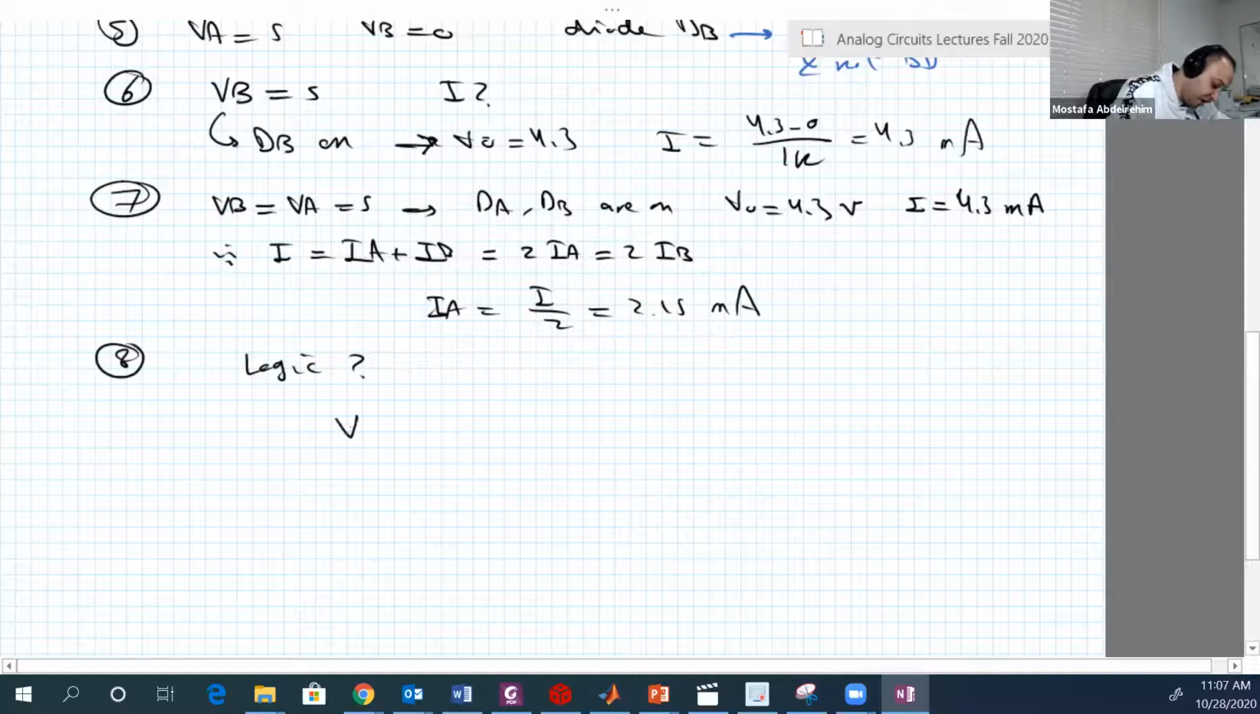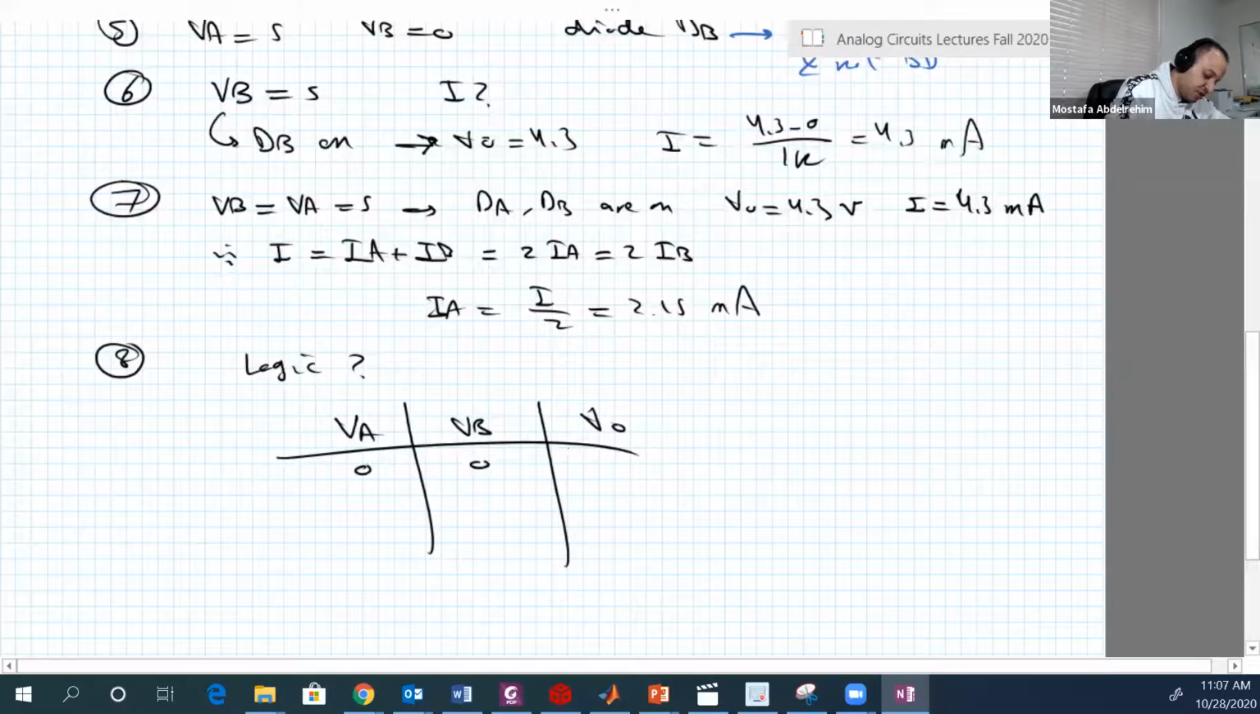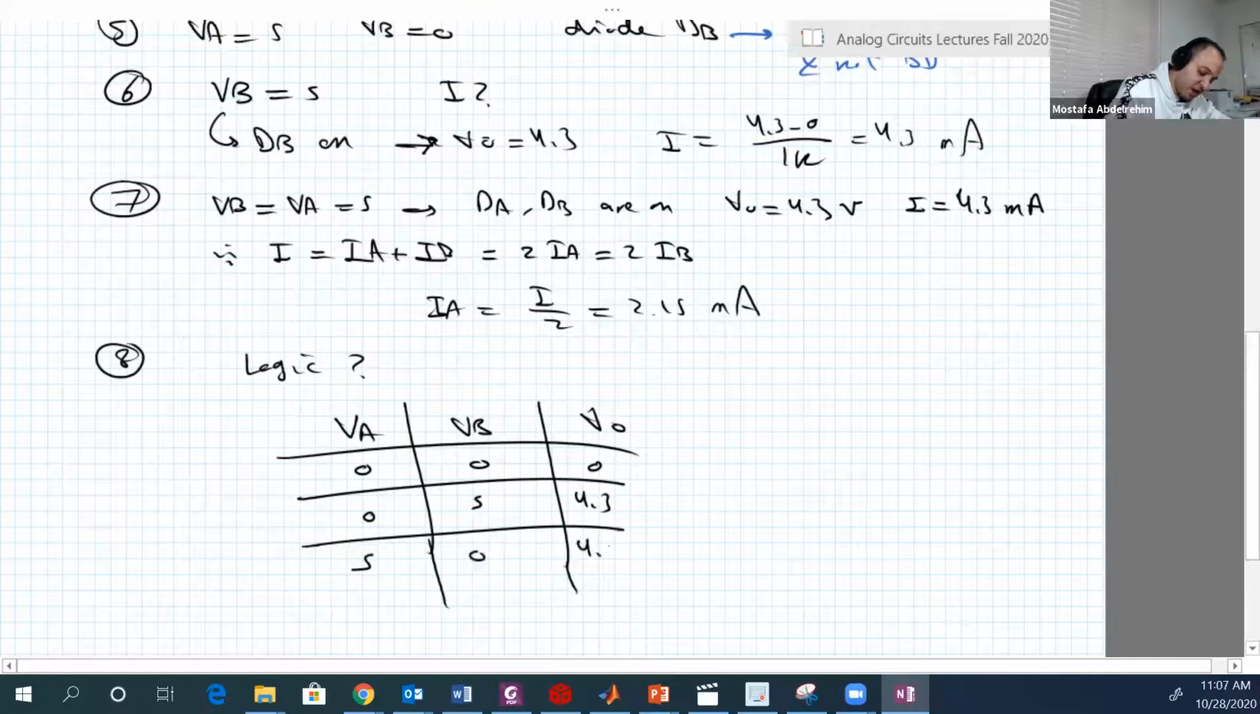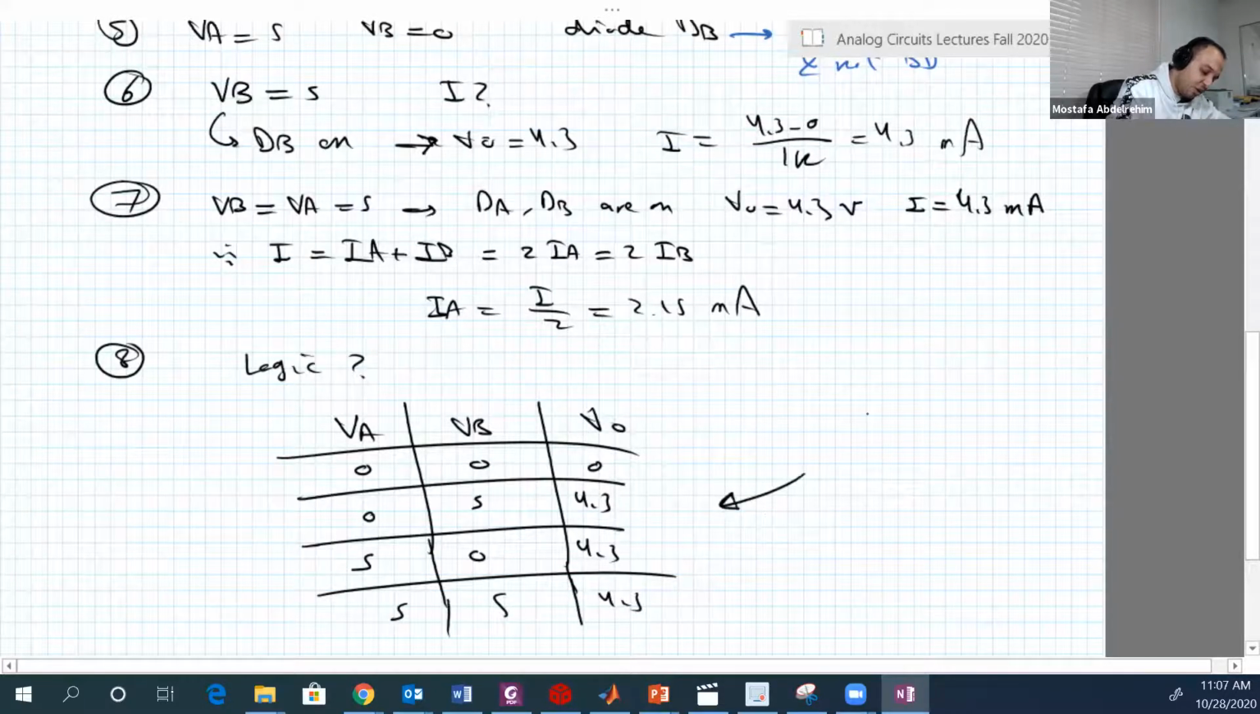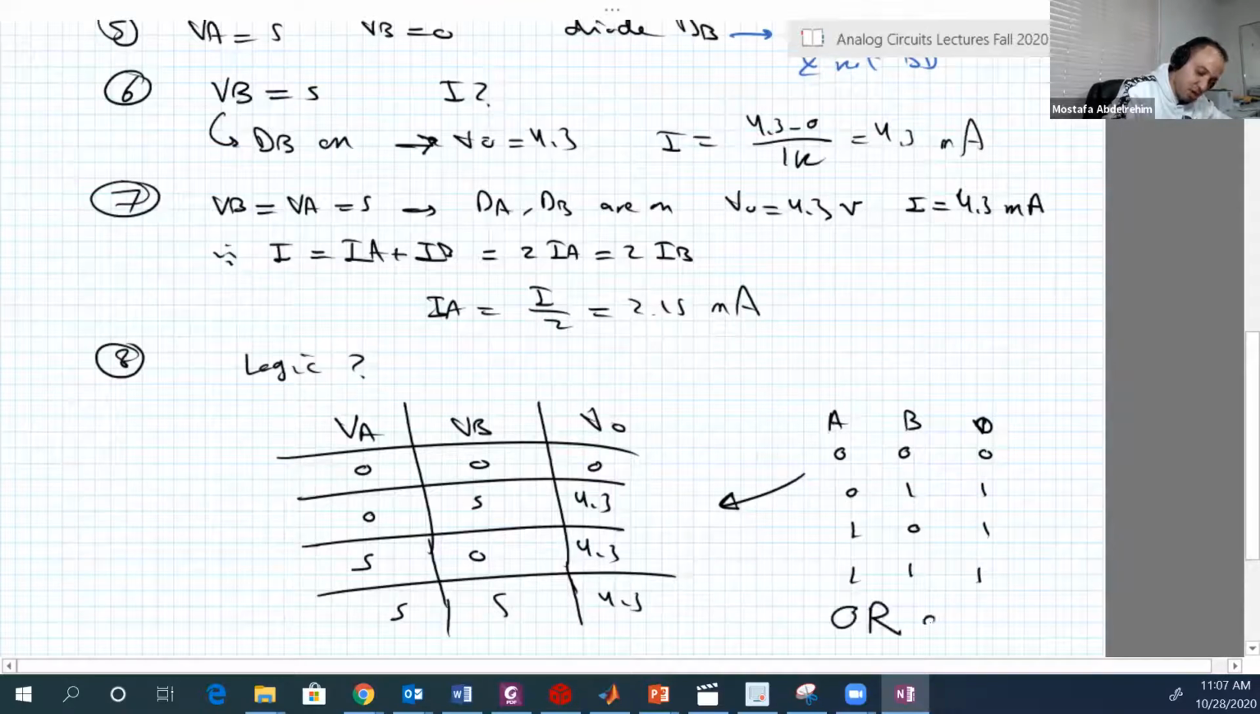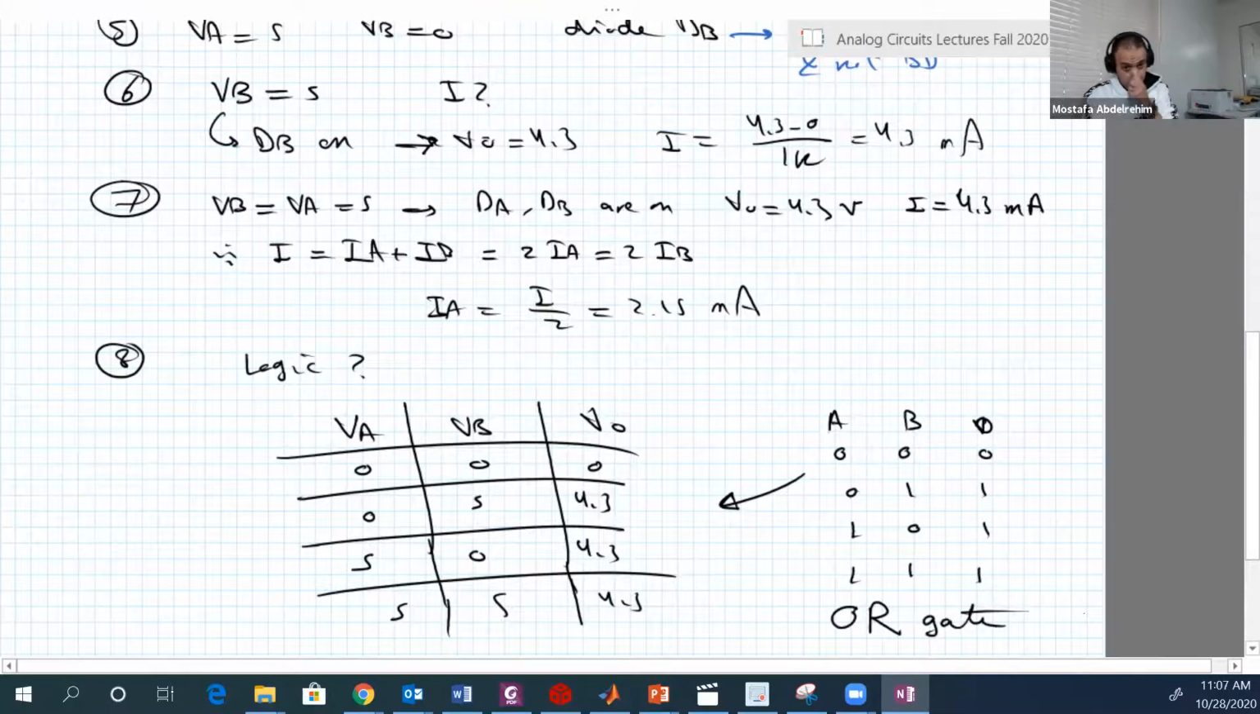So we can write VA and VB and VO. So 0, 0 gives us 0, as we mentioned before. 0, 5 gives us 4.3. 5, 0 gives us again 4.3. And 5 and 5 gives us 4.3. And this can be told as such. So this is A, B, VO: 0, 0, 0; 0, 1, 1; 1, 0, 1; 1, 1, 1. This is the OR gate. Okay?